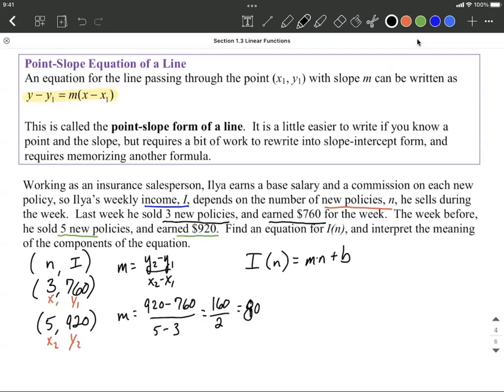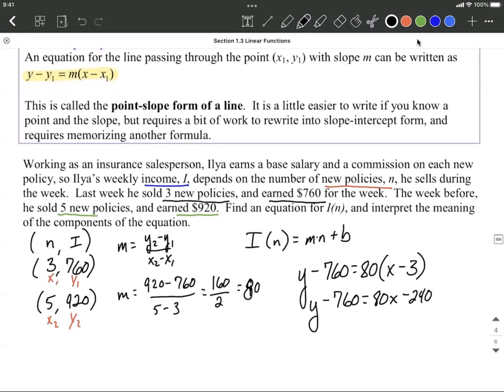All right, so we have the slope of our line. I'm going to elect to use that first ordered pair. So as we fill in, normally it's going to be y minus the y value, so 760, equals m times parentheses x minus the x value. Doing a little bit of solving down here, I'm going to have y minus 760 equals 80x minus 240. And then to isolate the y, to get it on one side all by itself, I'm going to add that 760 to both sides. That'll give us 80x plus 520.